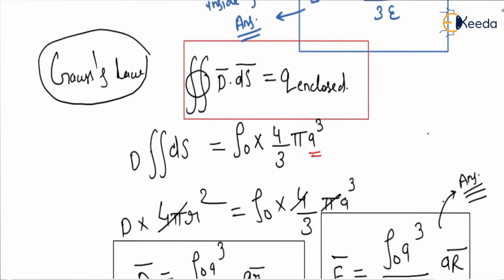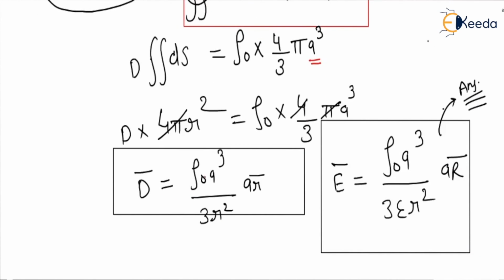Here we will take a cube because the charge is only up to radius a. If we take radius more than a, then there is no charge. So D into 4 pi r square is equal to rho naught into 4 by 3 pi a cube. So D is equal to, when we solve, rho naught a cube by 3 r square ar. So this is our answer. And we can also calculate the value of electric field E. It is rho naught a cube by 3 epsilon r square ar vector. So this is our answer for r greater than a.